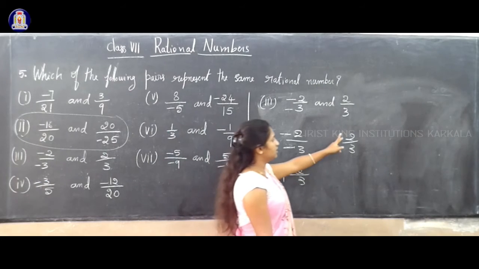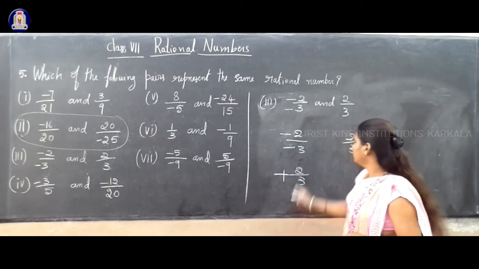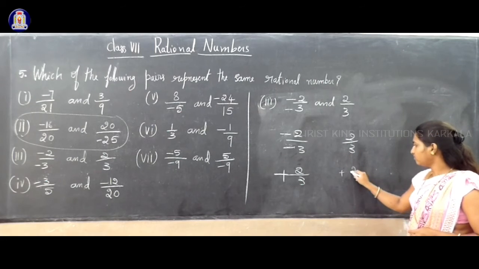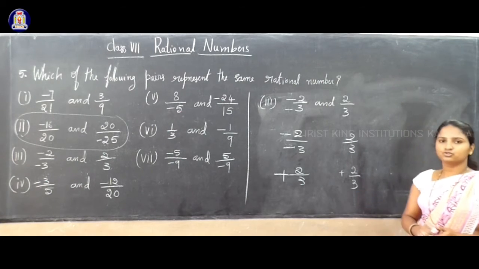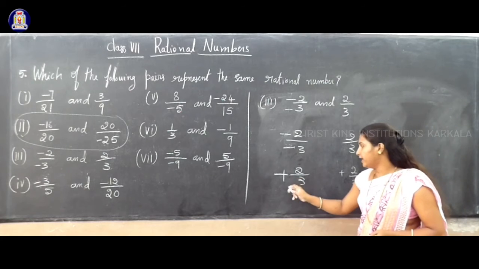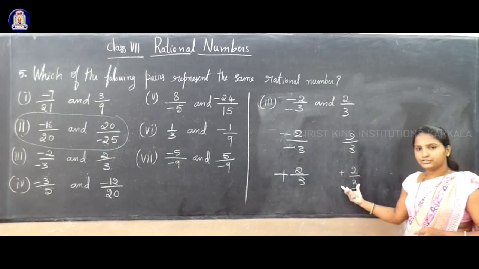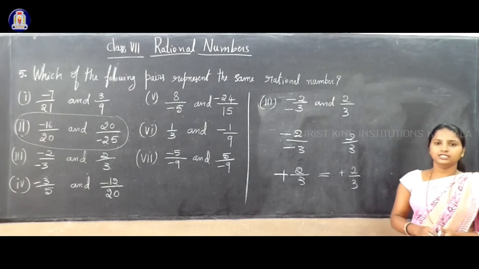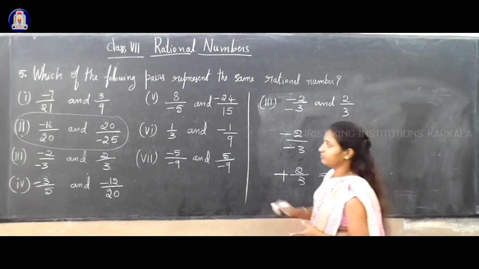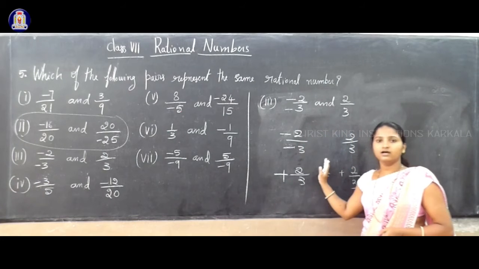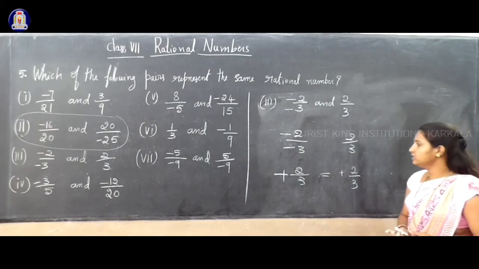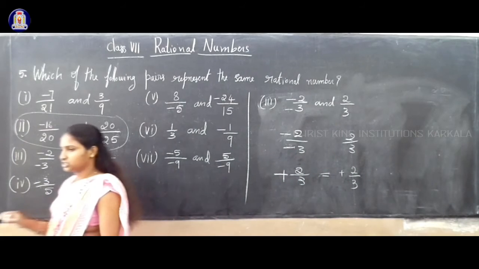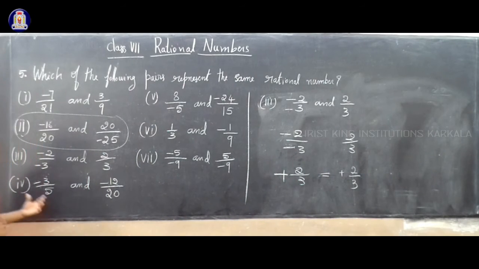And here 2 by 3, the sign is plus. Answer plus 2 by 3. So now if you compare plus 2 by 3 and plus 2 by 3, is it the same? Yes, they are the same rational number. So the third pair of numbers represents the same rational number. Clear? So the remaining one is the fourth question.